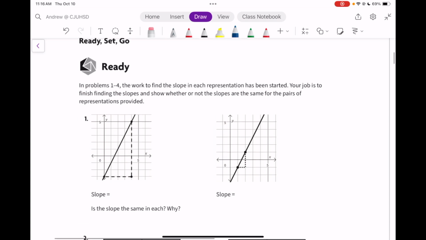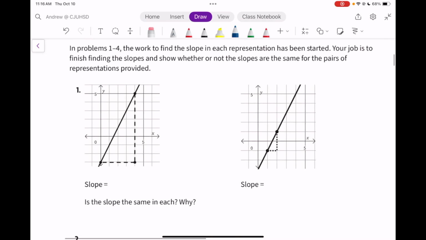It asks us to find the slope from these two triangles. The rise is 8, the run is 4. The change of y is 8, the change of x is 4. 8 divided by 4, the slope is 2. On the other one, the rise is 2, the run is 1, the slope is 2 divided by 1, or 2.